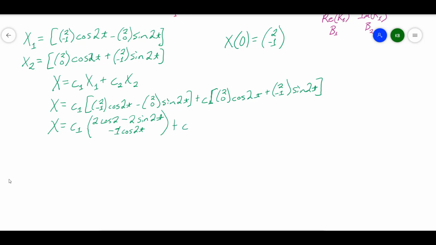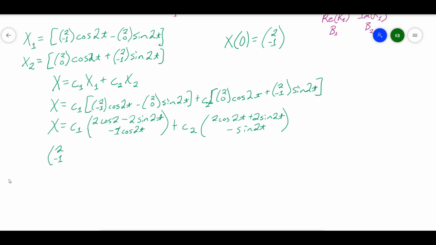Then we've got c2 times, again, it'll just be the same. We take our top coefficients and then our bottom coefficients. So we'll do 2 cosine 2t plus 2 sine 2t, and 0 cosine plus -1, so minus sine 2t in our second entry. And now at this point I've done everything I can to make it as simple as possible to look at. It's never pretty. We're going to put zeros in for t, and we'll put (2, -1) in for x.